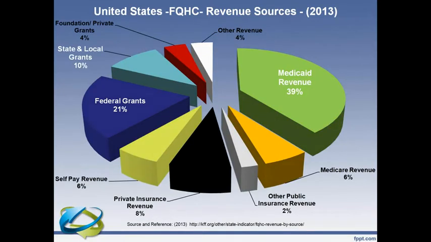So now let's look at the United States and the different revenue sources and what makes up the majority of those. And this is all of you combined. In 2013, your Medicaid revenue represented 39%, whereas your federal funding was 21%, and your state and local grant was 10%. So those are your three largest revenue sources. And you can see your self-pay is really 6%.